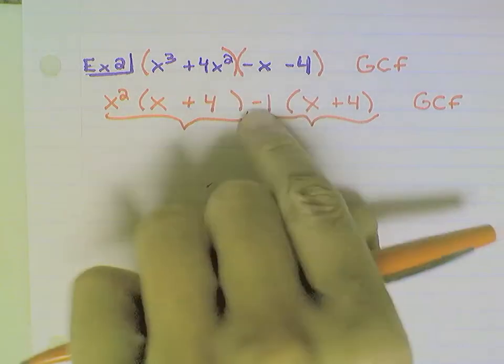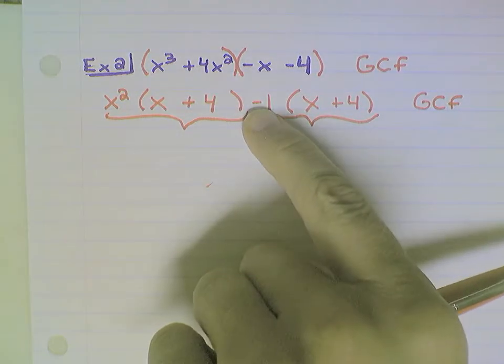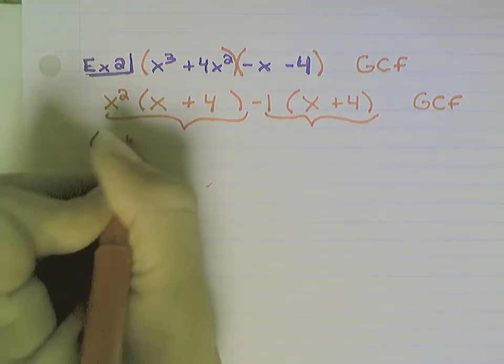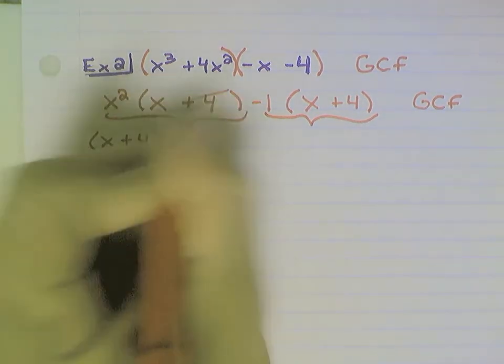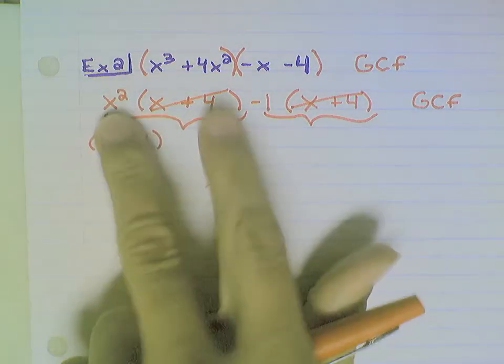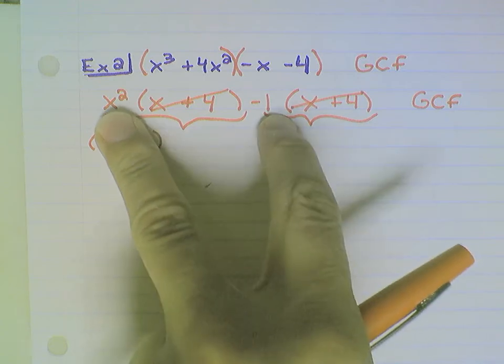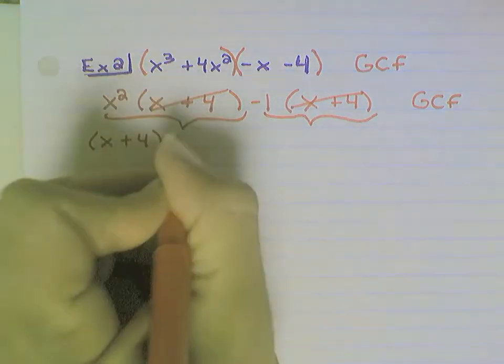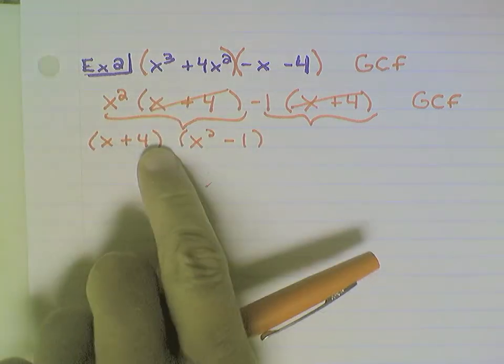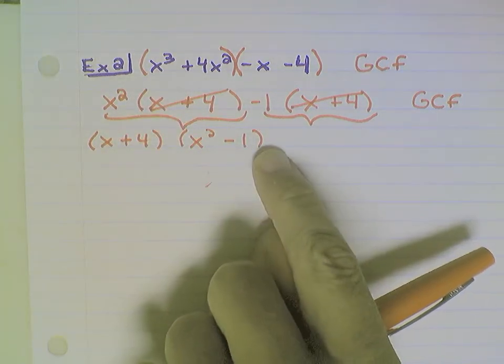being separated by a subtraction sign. So what you'll notice is I can factor out an x plus 4 from both terms, and I'll go ahead and cross them off in this example, and that will leave me with an x squared and a minus 1. So I can factor this into x plus 4 times x squared minus 1.